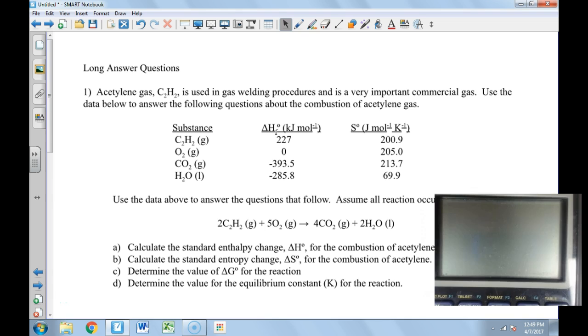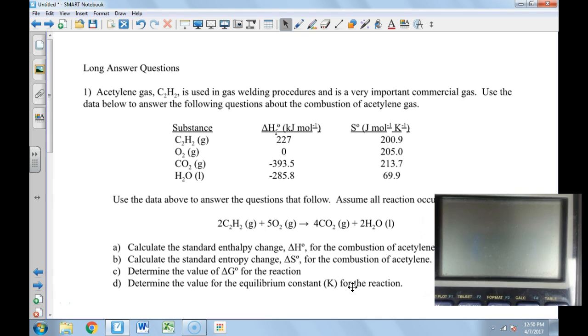I didn't say hello. I just wanted to go over the long answer questions from exam 3. This is the answer key to question number 1, and this is a thermodynamics question through and through. It's actually kind of a straightforward question where you have a settling gas, and acetylene gas is used in this reaction, and it's used in welding and all sorts of things, which the question outlines.